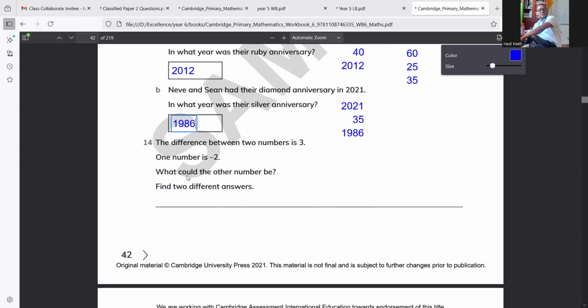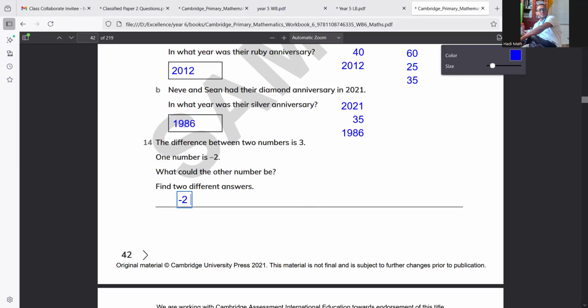Question number 14. The difference between two numbers is 3, and one of them is -2. What could the other number be? Find two different answers. Okay, we said one of them is -2.